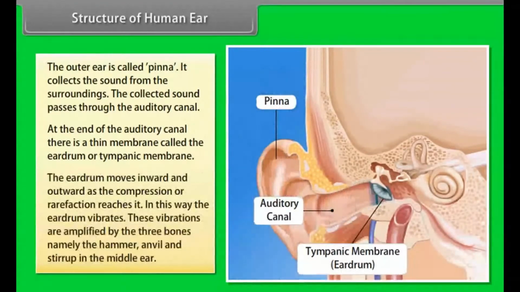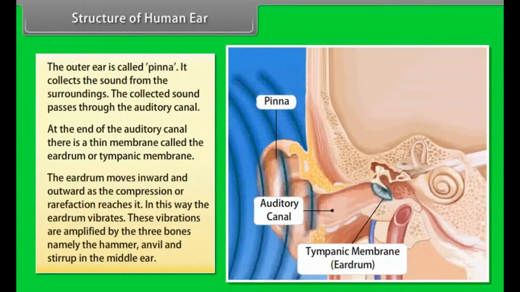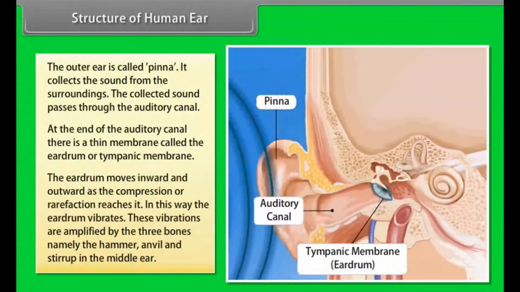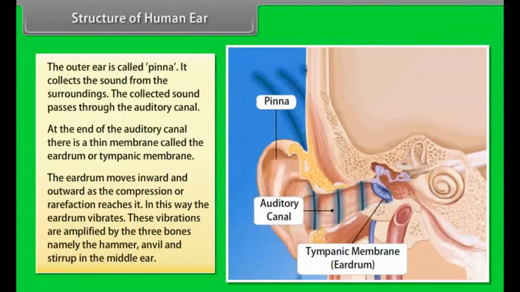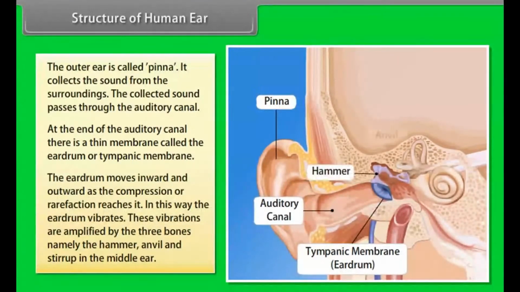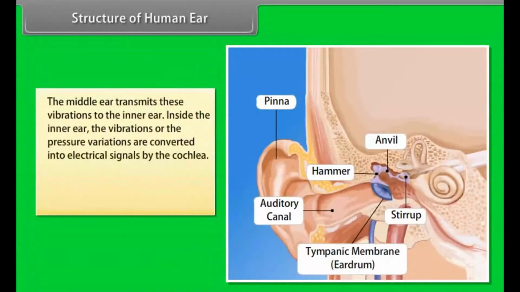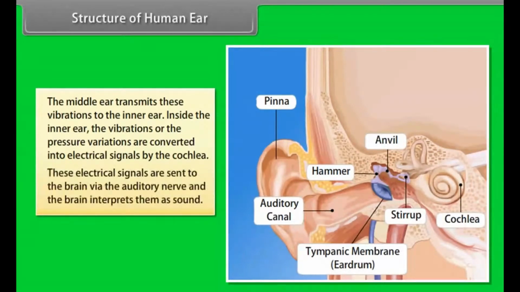The eardrum moves inward and outward as the compression or rarefaction reaches it. In this way, the eardrum vibrates. These vibrations are amplified by the three bones, namely the hammer, anvil, and stirrup in the middle ear. The middle ear transmits these vibrations to the inner ear. Inside the inner ear, the vibrations or the pressure variations are converted into electrical signals by the cochlea. These electrical signals are sent to the brain via the auditory nerve, and the brain interprets them as sound.